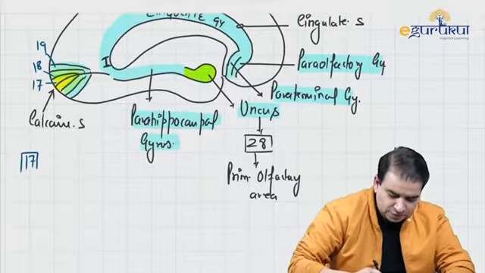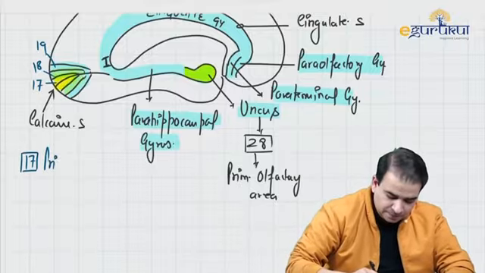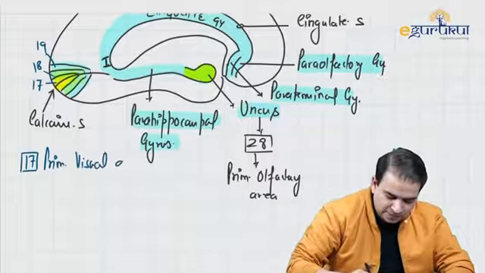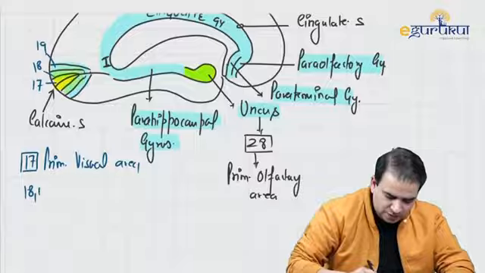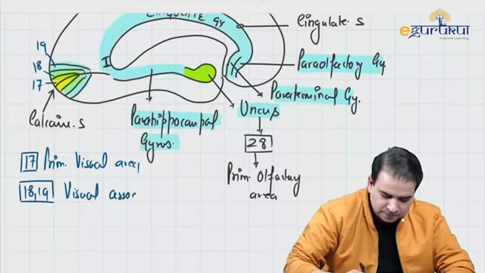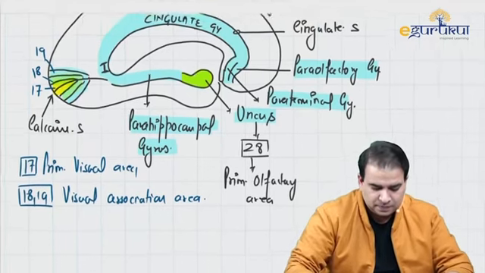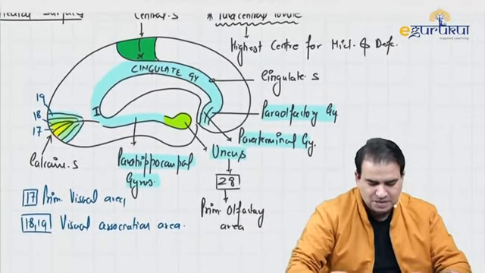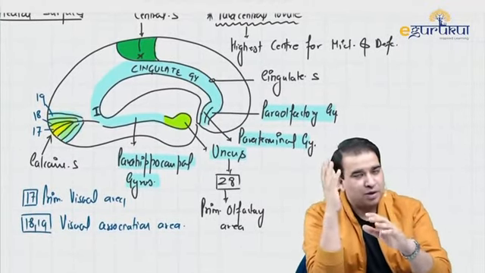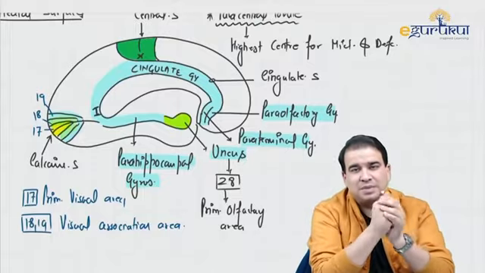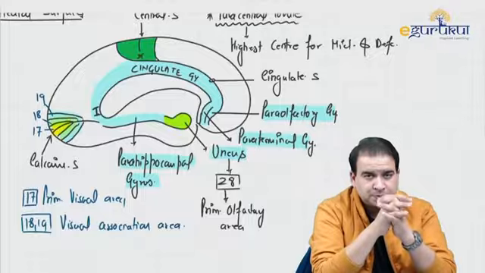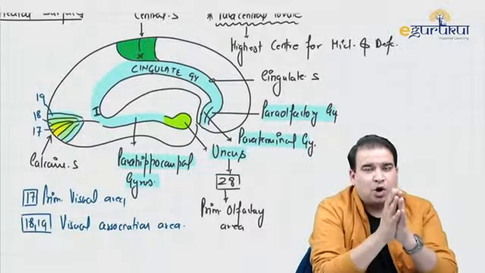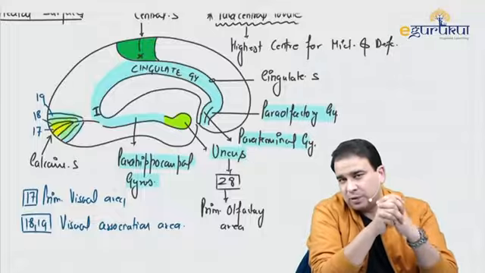Area number 17, as we all know, is the primary visual area. And 18 and 19, which are encircling 17, are the visual association areas. So these are some important, must-know areas on the medial surface of the cerebral hemisphere. We saw some important areas on the superolateral surface, and these are the areas on the medial surface of the cerebral hemisphere.